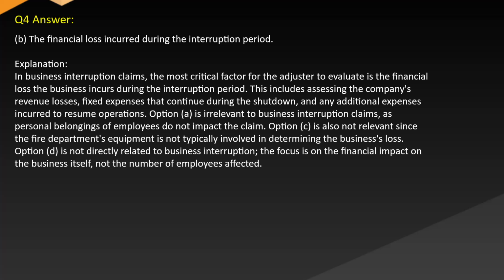Option A is irrelevant to business interruption claims as personal belongings of employees do not impact the claim. Option C is also not relevant since the fire department's equipment is not typically involved in determining the business's loss. Option D is not directly related to business interruption. The focus is on the financial impact on the business itself, not the number of employees affected.